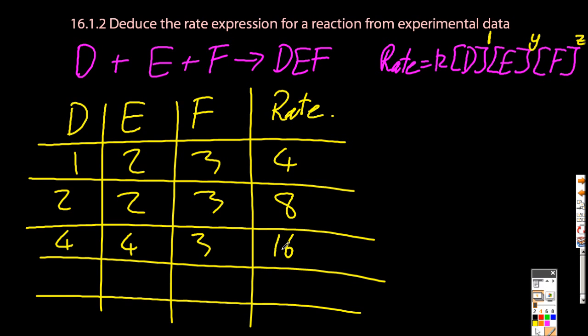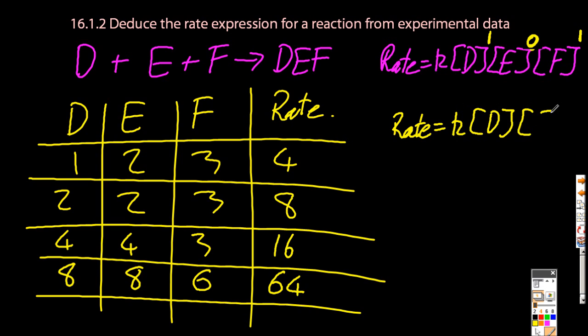Now I've doubled D again and I doubled E and the rate's doubled. So the doubling is due to the doubling of D. The doubling of E had no effect. So E is raised to the 0. It has no effect. And finally now I've doubled D again, so that takes my 16 to 32. Changing E has no difference, and I've doubled F, and now my 32's changed to 64. Okay, so F is raised to the power 1 as well. Phew!